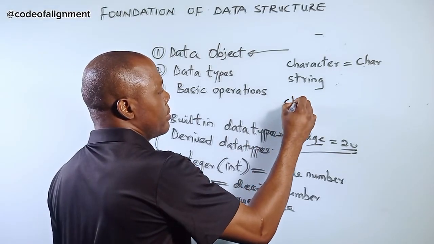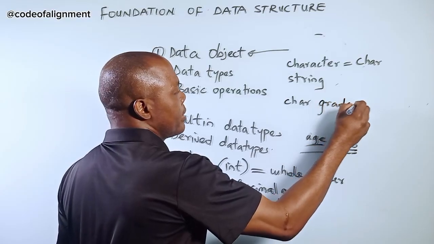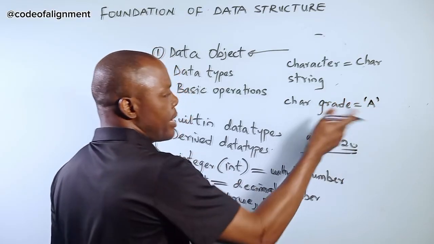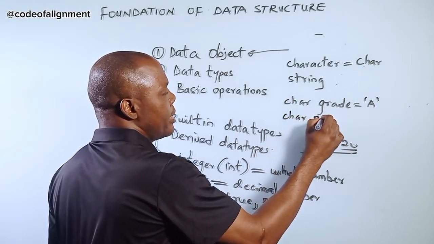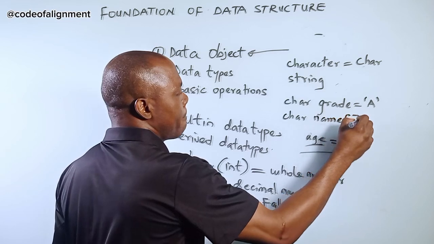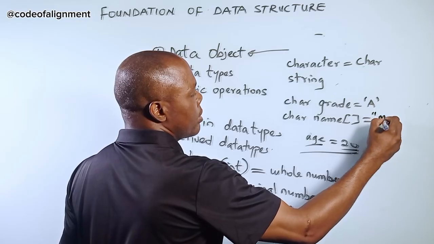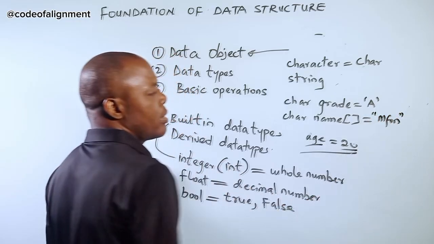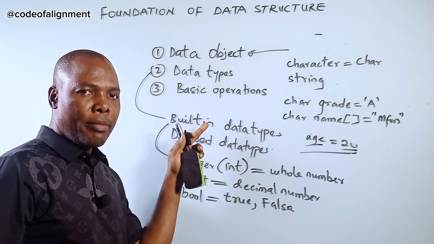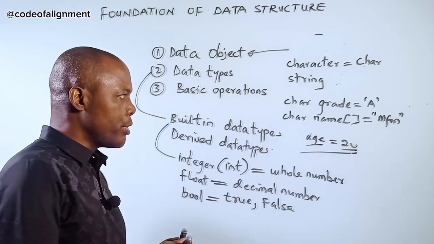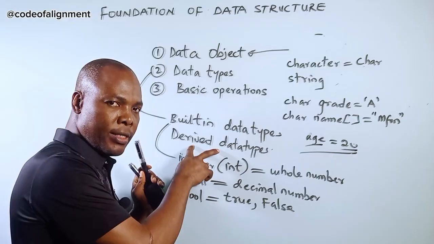So char, grade. Then we have a, right? Then we have string. So this string, char, name, right? So this one, so that is it. So these are what? Built-in data type that is provided by what? The programming languages. Now, from this built-in data type, we can get the derived data type.